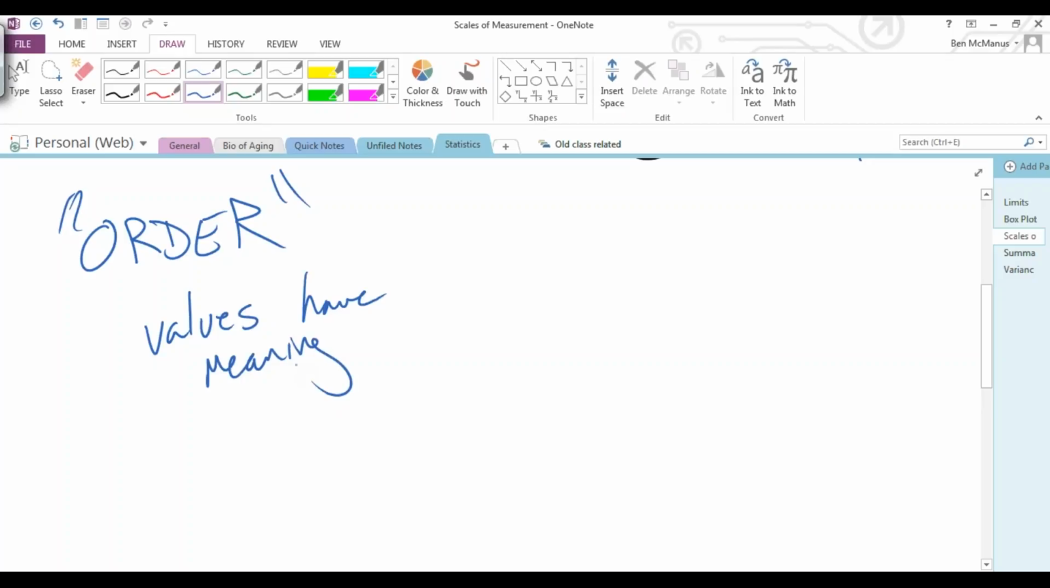So the best example of ordinal data is finishing place in a race. Let's say that this line represents race time finishes.